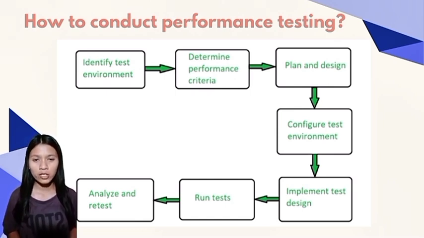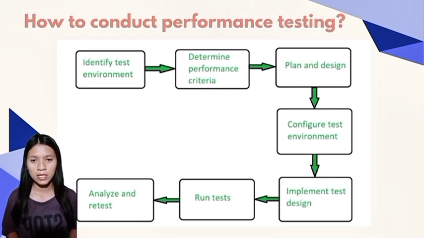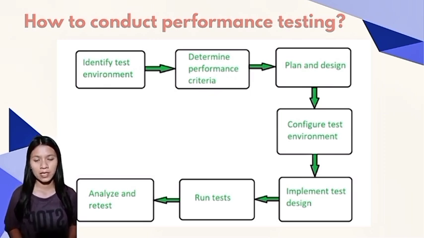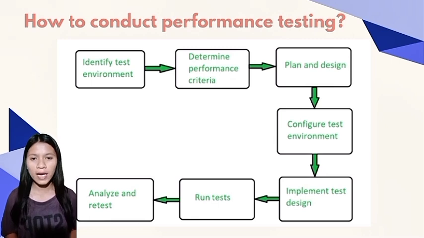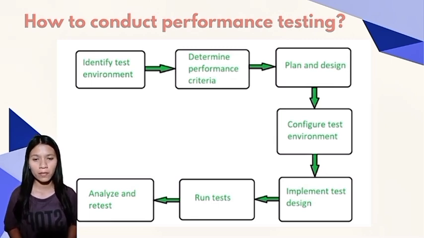Number 4. Configure test environment. Ito ay ayusin ang system at tools na gagamitin sa testing. Number 5. Analyze and retest. Ito ay isagawa ang planong disenyo ng test. Number 6. Run test. Ito ay gamitin ang tools para subukan ang performance ng system. Number 7. Implement test design. Ito ay i-analyze ang resulta at ulitin kung kailangan para sa mas magandang performance.